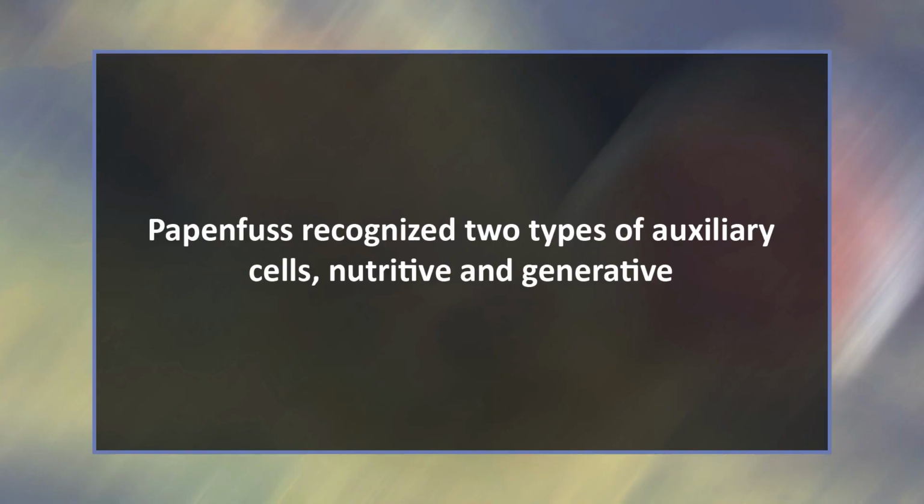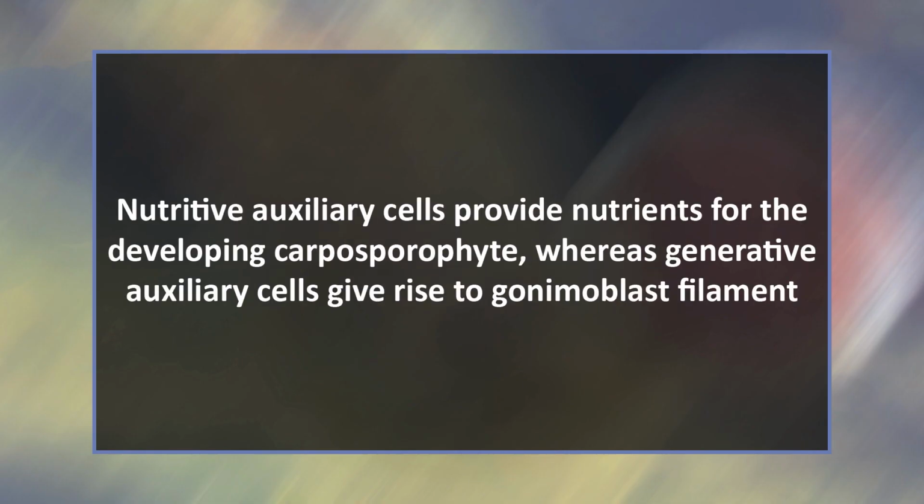The post-fertilization events vary from one order to another. The more advanced orders have auxiliary cells with which the fertilized carpogonium fuses to form multinucleate fusion cell. Papenfuss first recognized two types of auxiliary cells, nutritive and generative. Nutritive auxiliary cells provide nutrients for the developing carposporophyte, whereas generative auxiliary cells give rise to gonimoblast filament.